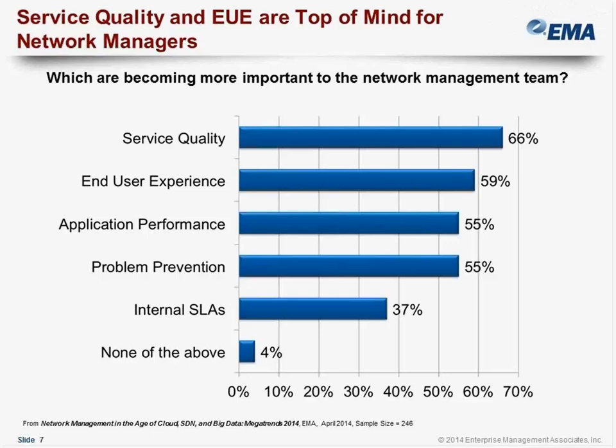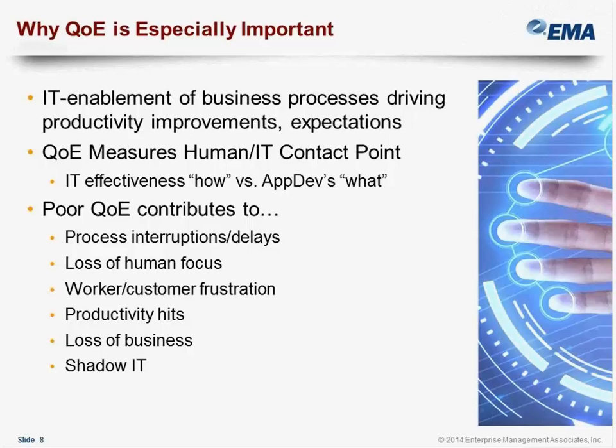So let's figure out how we can really start getting down to the nuts and bolts of how we're going to measure this and really get on the proactive side of this. So why is it important? What's important around QoE is that this is the experience point. This is where end users access information technology, and therefore this is how well they're going to be able to leverage the IT enablement that you're trying to provide. Technology is meant to enable business processes, it really drives productivity improvements, and high levels of productivity have certain levels of expectations attached to them.